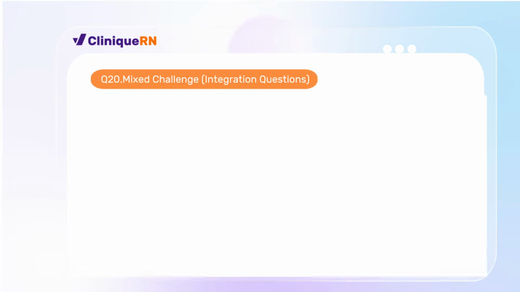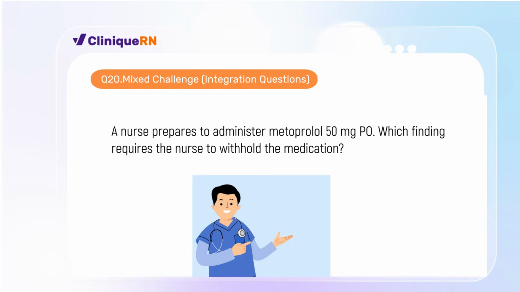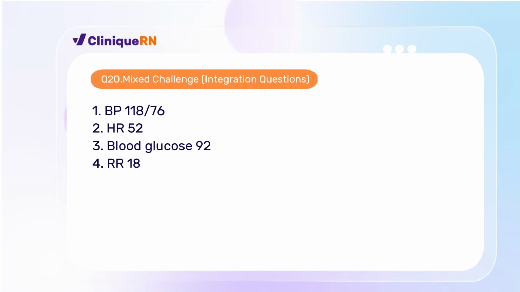Question 20. A nurse prepares to administer metoprolol 50 milligrams PO. Which finding requires the nurse to withhold the medication? 1. BP 118/76. 2. HR 52. 3. Blood glucose 92. 4. RR 18.